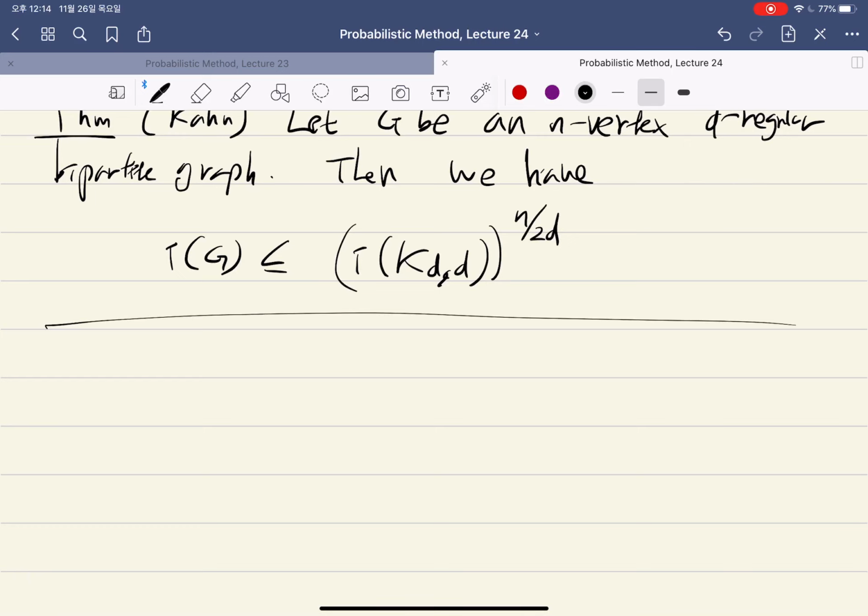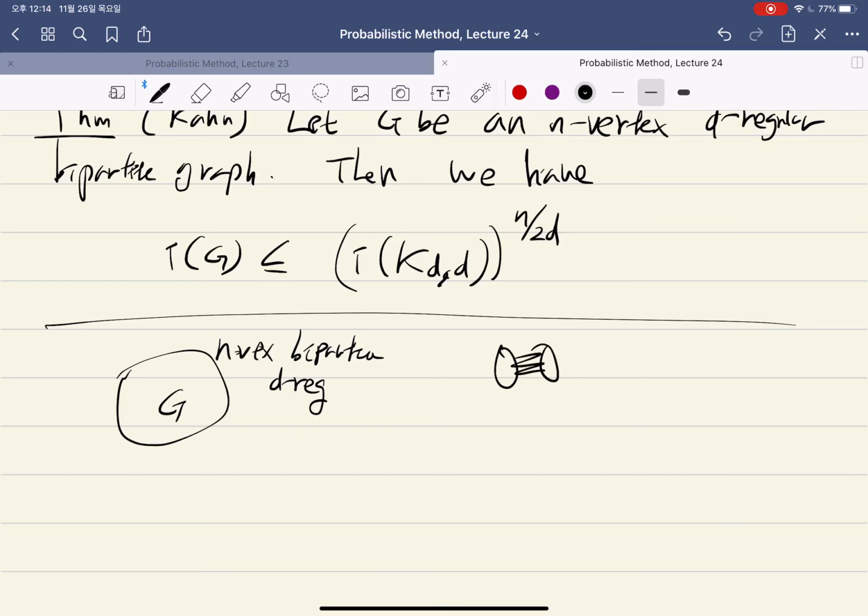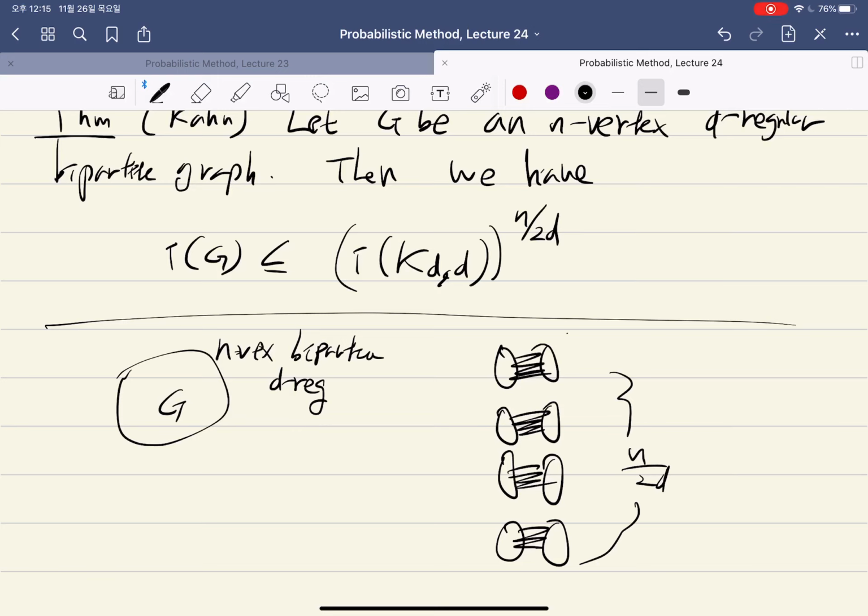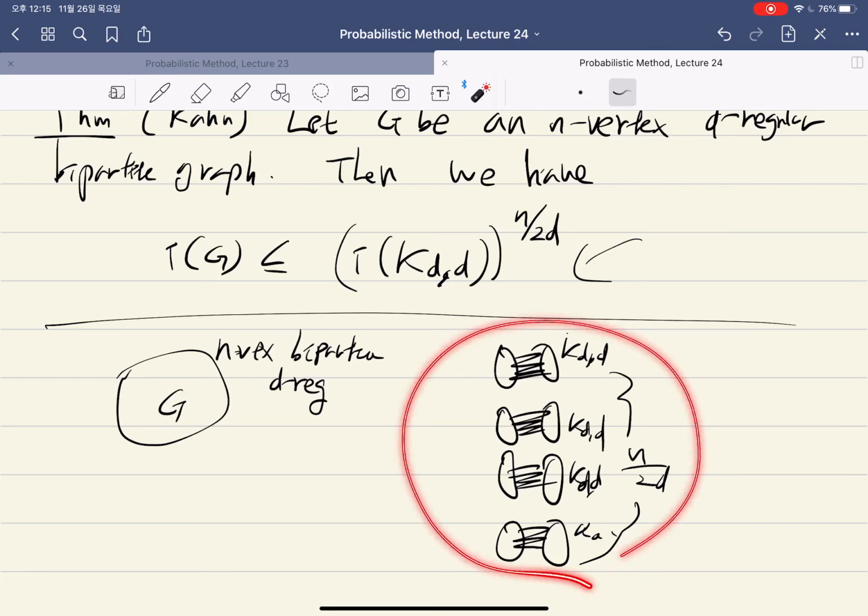So roughly what it means is that among all n-vertex bipartite graphs which are d-regular, the graph which has the most independent sets is the disjoint union of K_{d,d}. So n over 2d disjoint unions of K_{d,d}. Let's just assume that n is divisible by 2d, although the theorem holds even when n is not divisible by 2d.